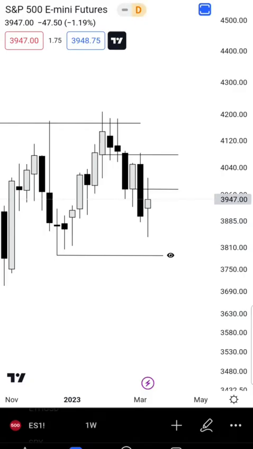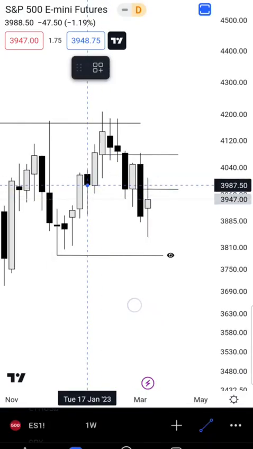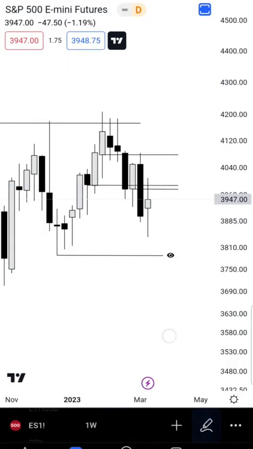So, and that's also a breaker, by the way, right there. So we have two PD arrays overlapping. So we remove this noise because I don't like my charts to be dirty. And we go down to the weekly profile.